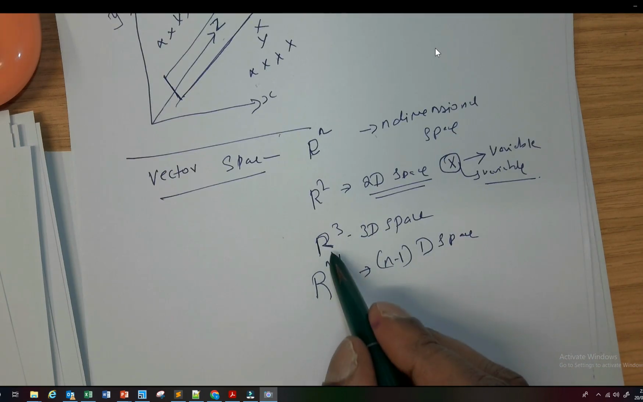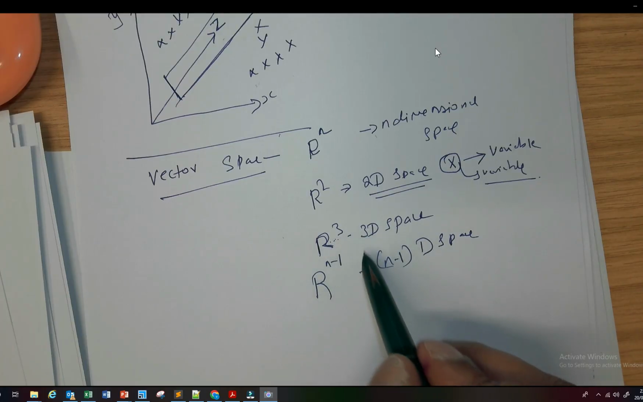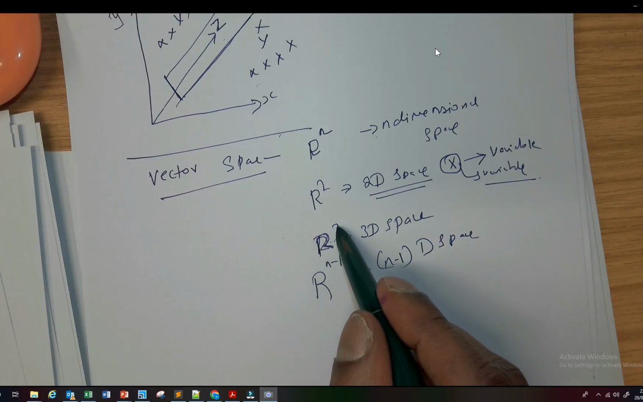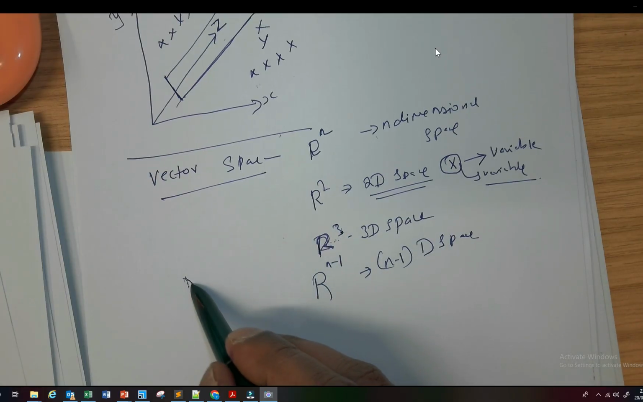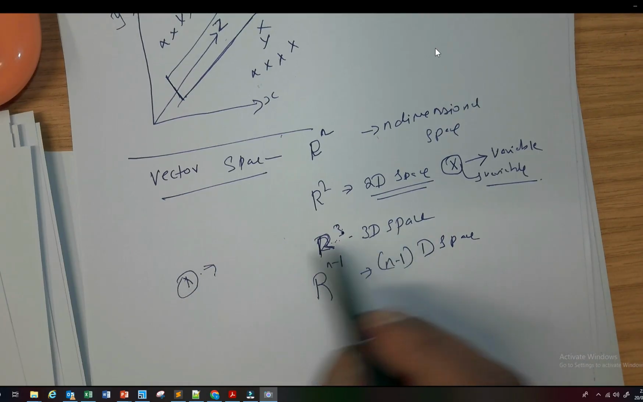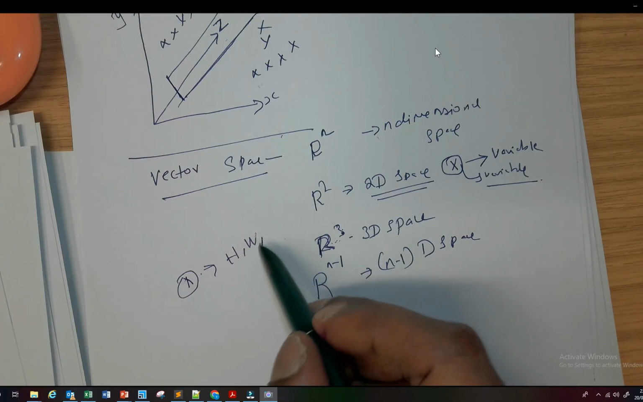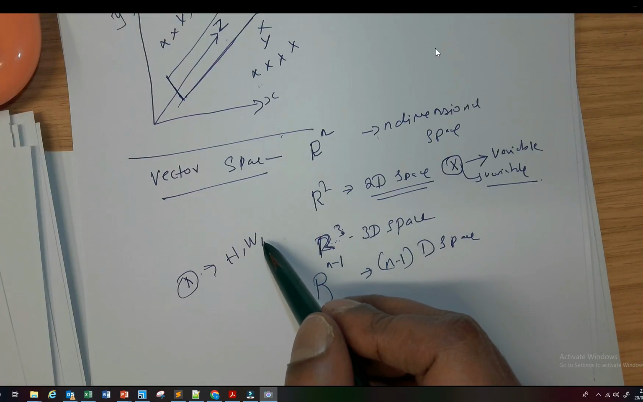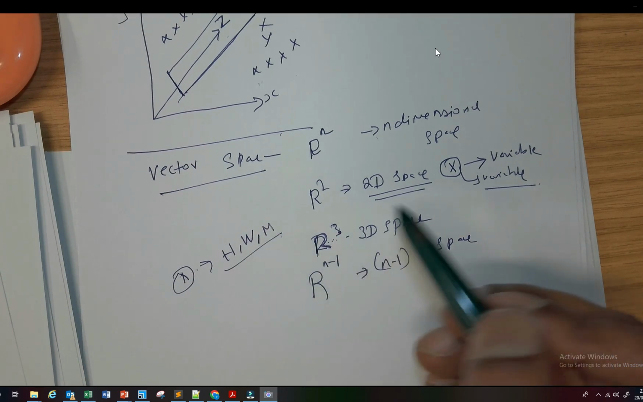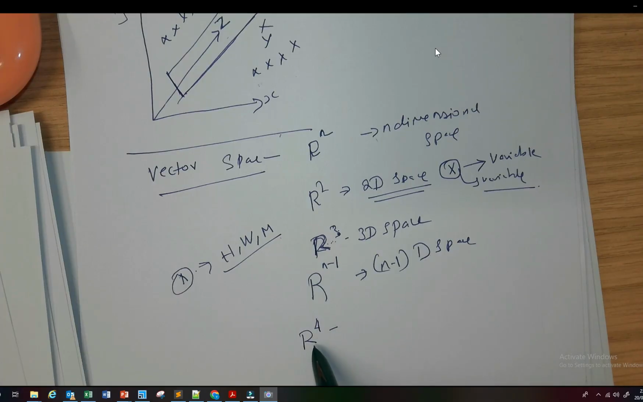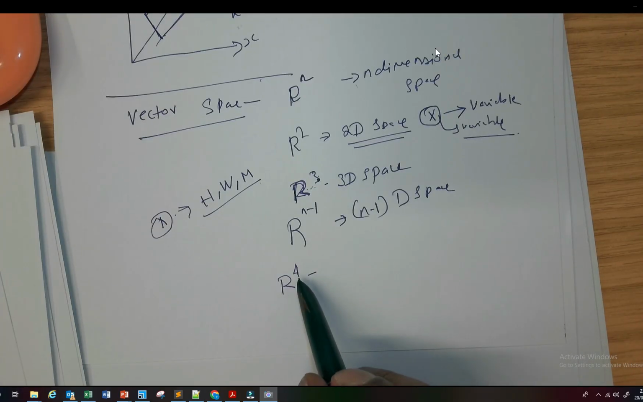So for example R3, what does this mean? It means all points, so it's a vector space, isn't it? In R power 3, each point is represented by three real numbers. It can be height, weight, or maybe the marks of a student in some particular subject. If it's R power 4, each point in that space is represented by 4 different variables. So that's the meaning of that. I think this should be enough for the moment.